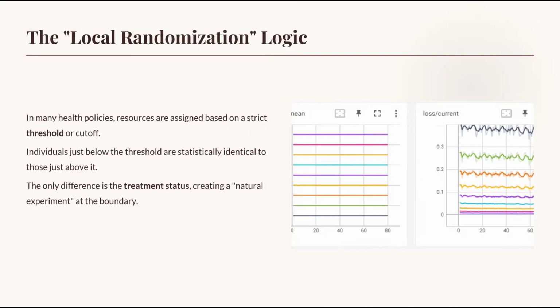Individuals just below the threshold are statistically identical to those just above it, because their health doesn't change instantly at that boundary. Any difference in outcomes is attributed solely to the treatment status. The only difference is the treatment status, creating a natural experiment at the boundary.